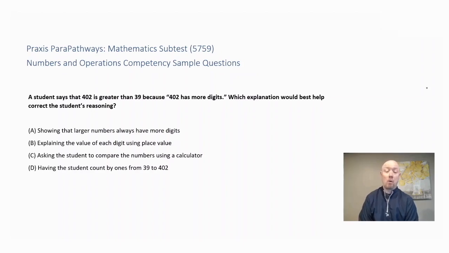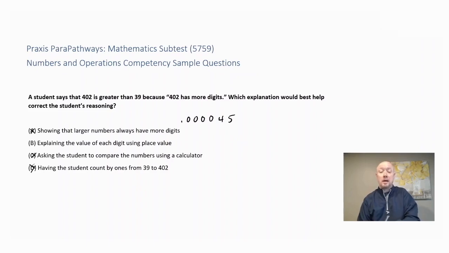All right, so what we want to do is eliminate some possibilities here. So I'm going to eliminate D. It would not be efficient to have the student count from 39 to 402, so we don't want to do that. Choice C, asking the student to compare the numbers using a calculator, is not getting to the conceptual understanding of this. Also, choice A, showing that larger numbers always have more digits, is going to reinforce a misconception, because when you get to decimals, for example, a decimal something like this, that has more digits than 402, but it's a smaller value. So I'm going to eliminate choice A.